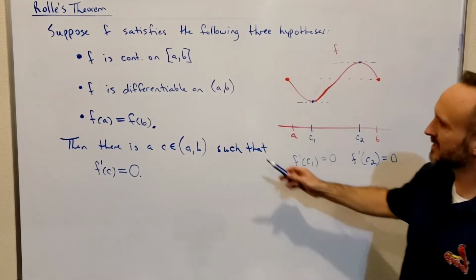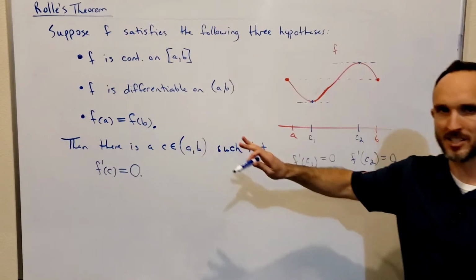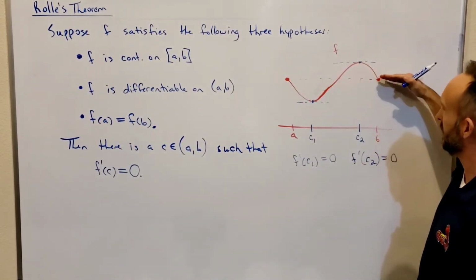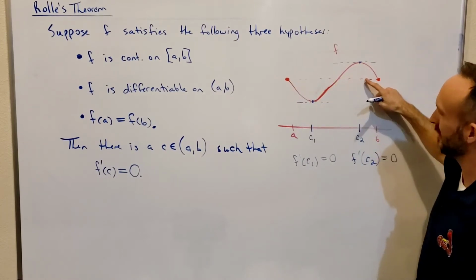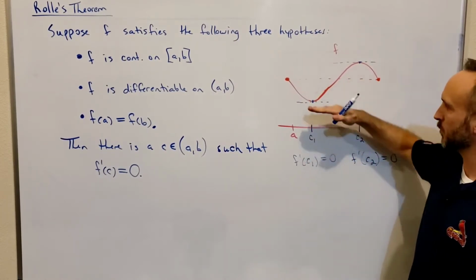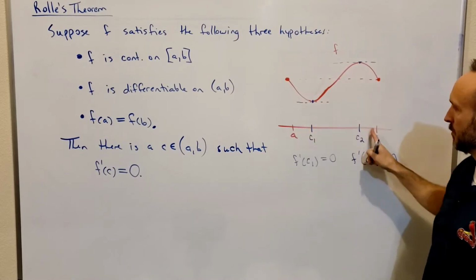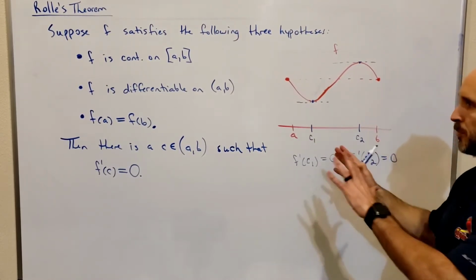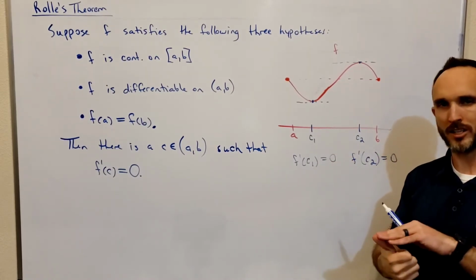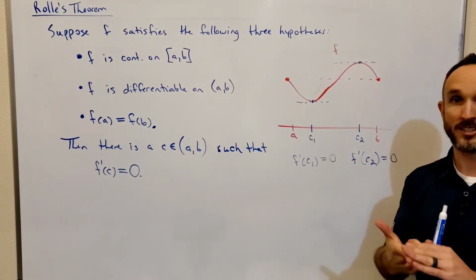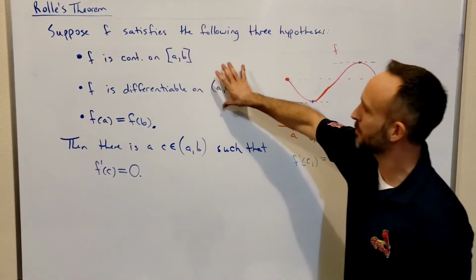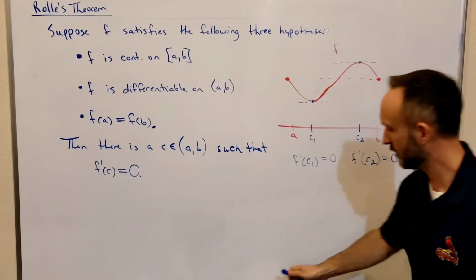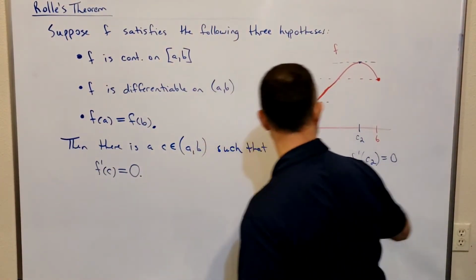And again, this condition that f of a equals f of b is a bit unique. Because f of a does equal f of b, we get this horizontal secant line, which guarantees that we will have at least one horizontal tangent line somewhere between those two values. Okay, so let's put this into practice so we can practice recalling the hypotheses and remembering the conclusion. These hypotheses imply that this statement's true. So let's practice with this concept of Rolle's theorem.